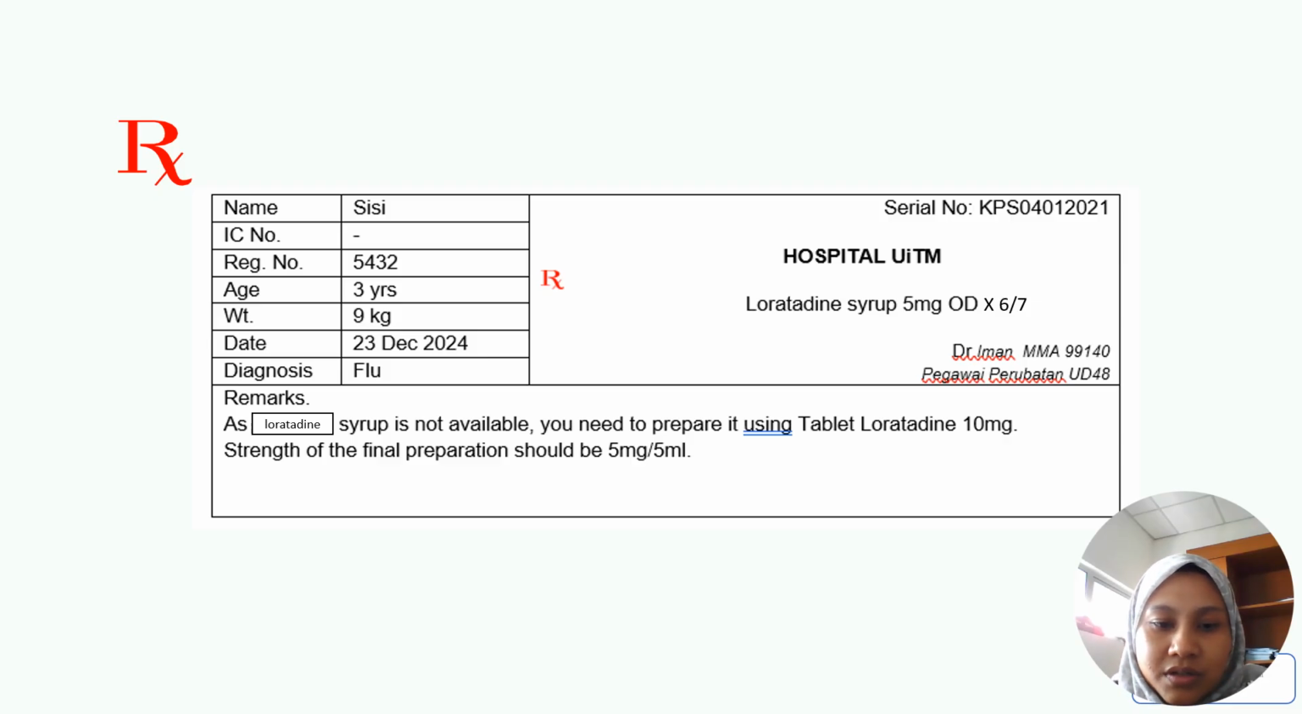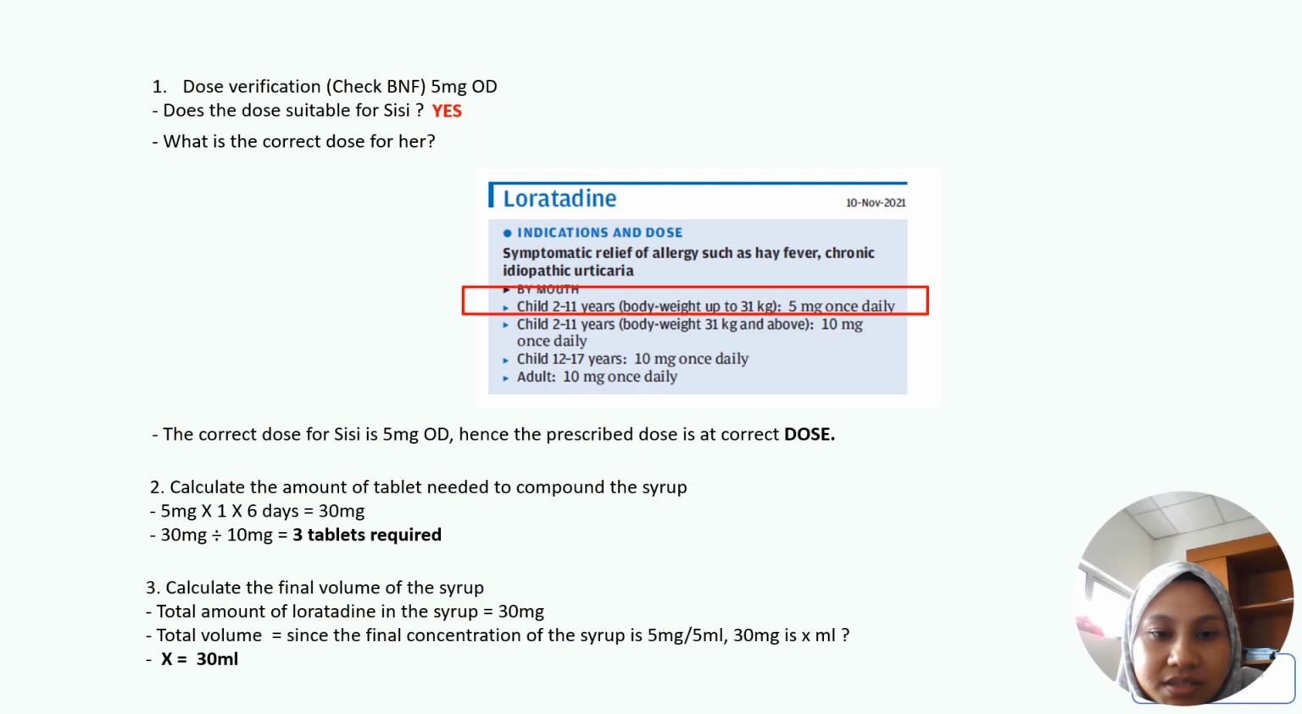The remark here says, as loratadine syrup is not available, you need to prepare it by using tablet loratadine 10 milligram. The strength of the final preparation should be 5 milligram per 5 ml. So this is the final strength, which means we have to make sure this strength is put on the label after we finish compounding. So what are the steps? Number one, you have to do dose verification.